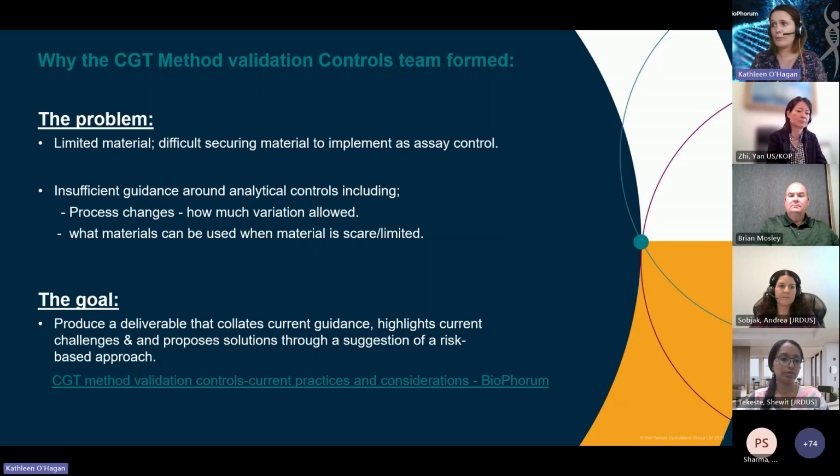And the goal of the team then was to produce a deliverable that collates all this current guidance and highlights best practices within the industry to suggest a risk-based approach. And that was the outcome of this team, was the shared slide deck that we have shared with you today.